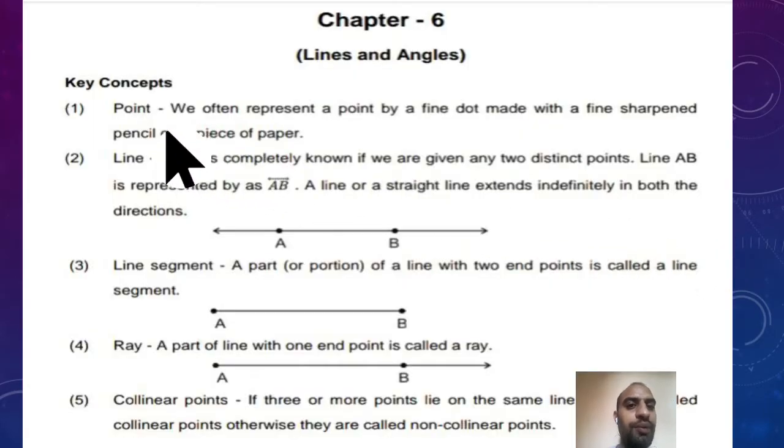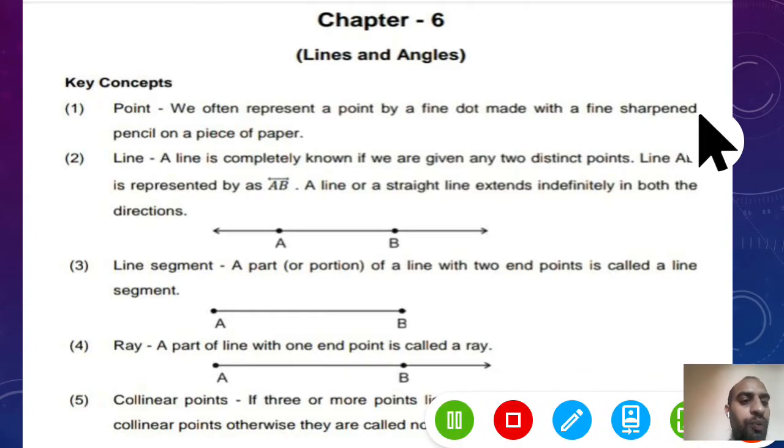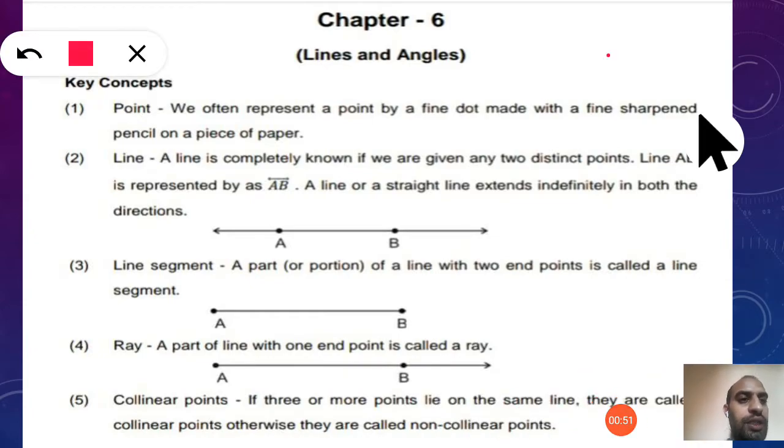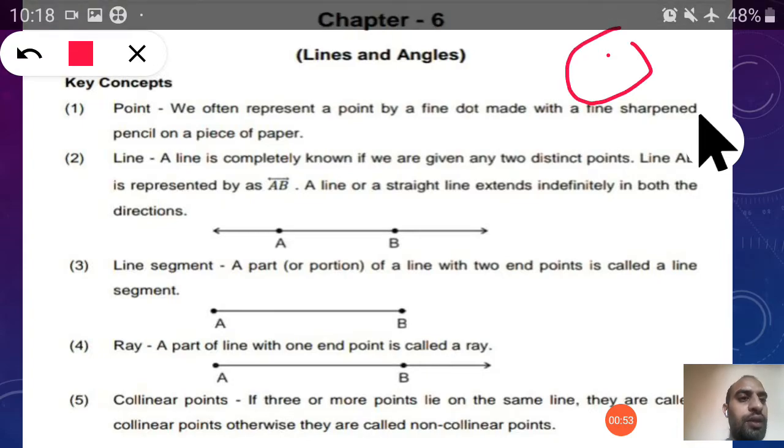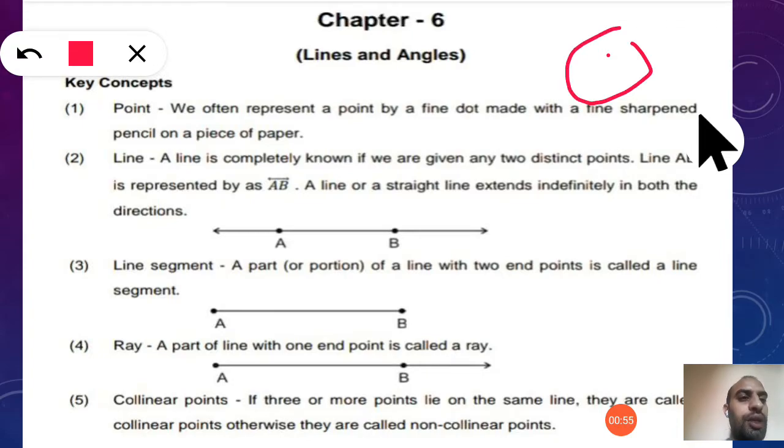So let's start with the first point. The first definition is point. We often represent a point by a fine dot. So for your understanding, I am drawing a point. This is a point. See it. It is represented by a fine dot and it is generally dimensionless. We are considering it dimensionless.